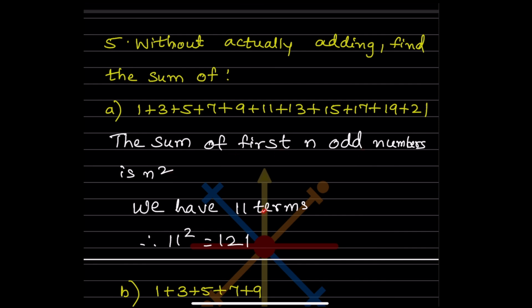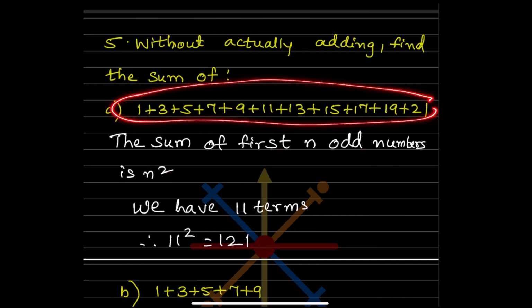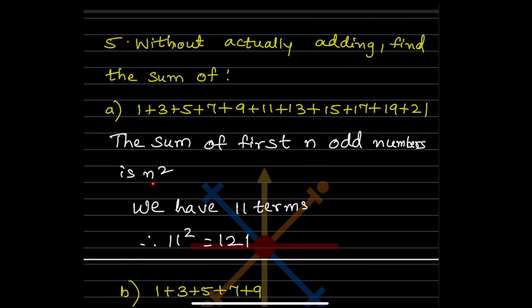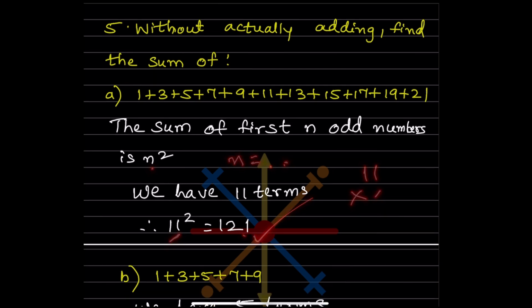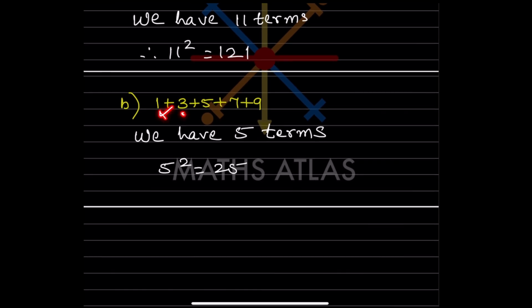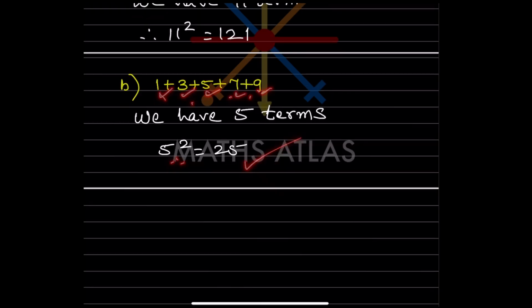So we have 11 terms over here, total are 11. So n square, where n stands for the total number, that is 11. So 11 square means 11 into 11, that is 121. Here we have 1, 2, 3, 4, 5. Again, these are the odd numbers. So we have 5 terms, we will square, 5 square, that is 25.